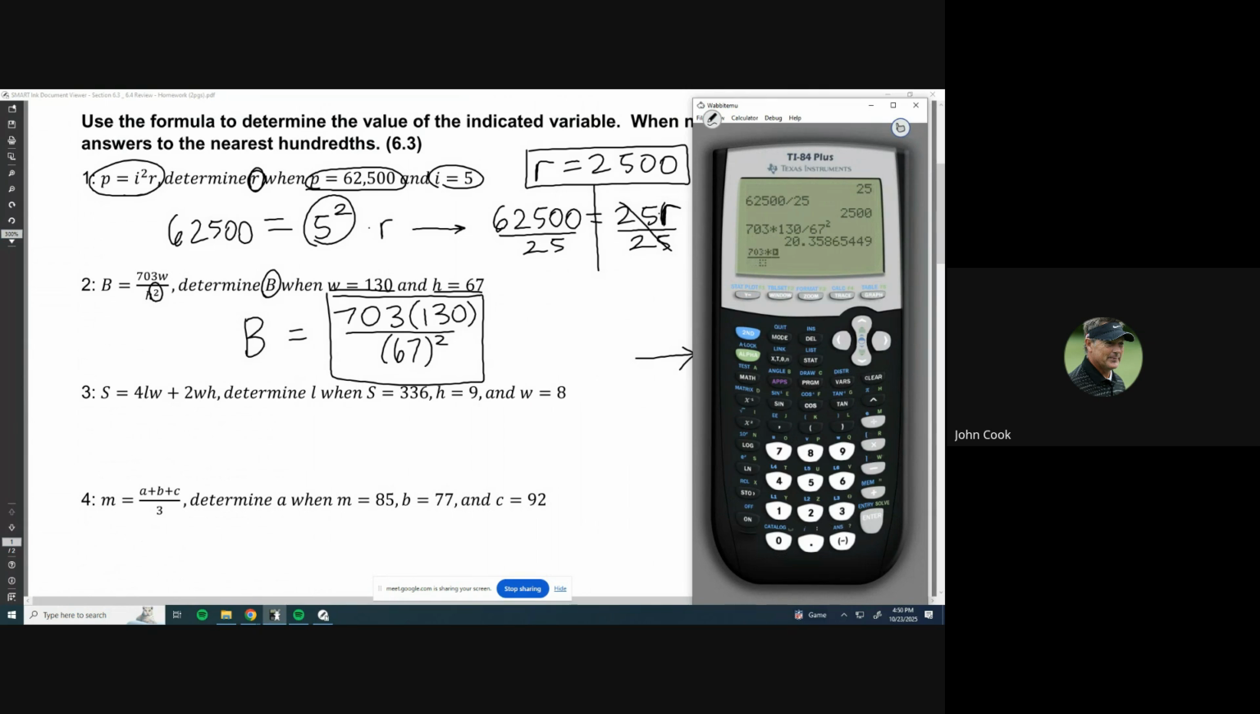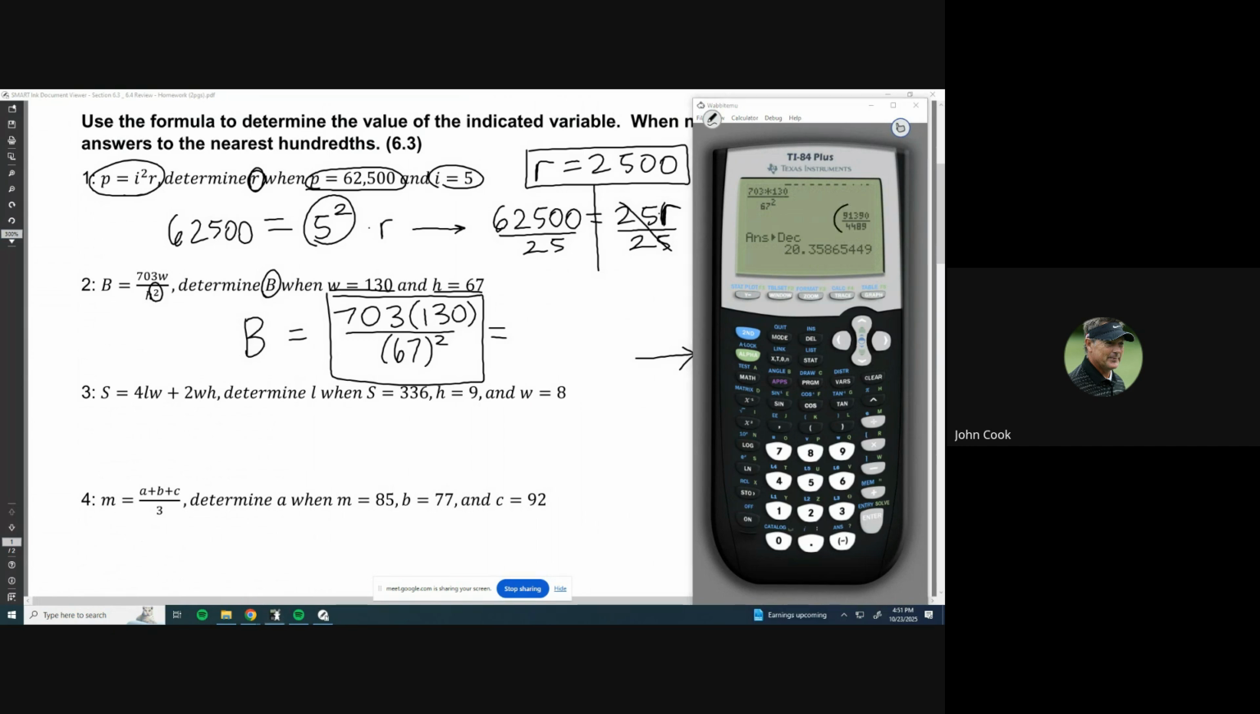703 times 130, and then divided by 67 squared. Now it looks identical to what I have written down. So if I hit enter, I get a fraction. That could be my answer. Or I can convert it to a decimal. The way you can convert it to a decimal is if you hit the math button and then hit 2. That converts the number to a decimal. And you see that I get the exact same number as before. So I can write either of these down and get full credit.